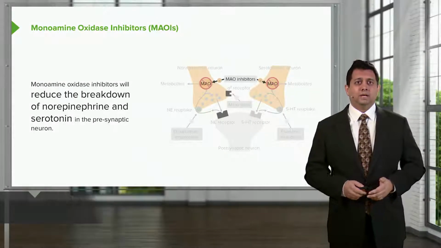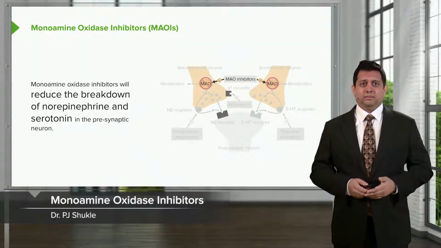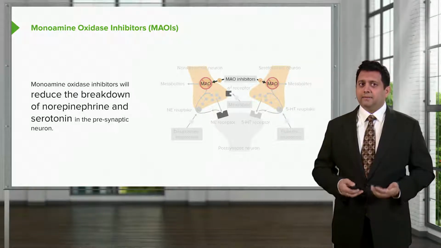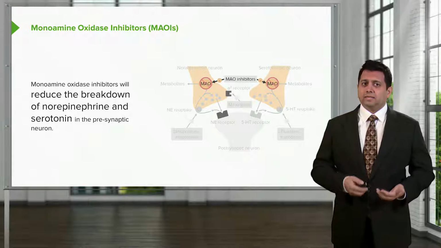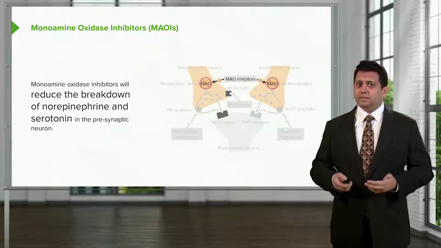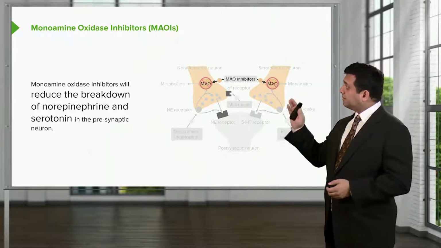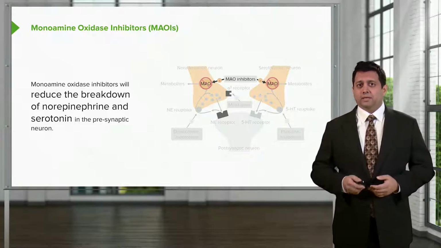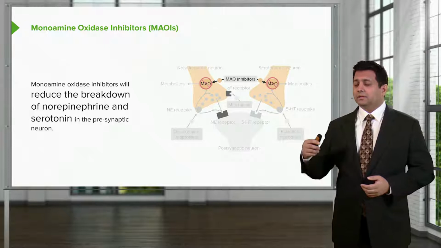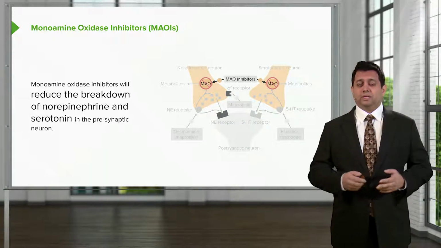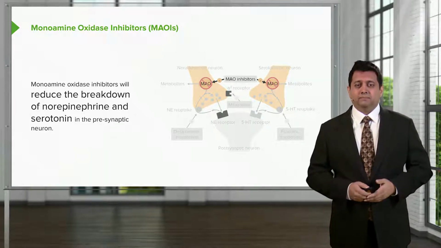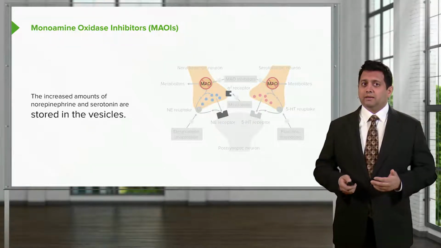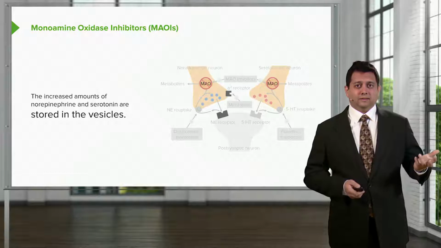Let's start off with the monoamine oxidase inhibitors. Monoamine oxidase inhibitors reduce the breakdown of norepinephrine and serotonin in the presynaptic neuron. So you can see there that the MAO inhibitors are acting at the level of the presynaptic neuron to reduce the breakdown of those neurotransmitters before they're even released. The increased amounts of norepinephrine and serotonin are then stored in the vesicles.